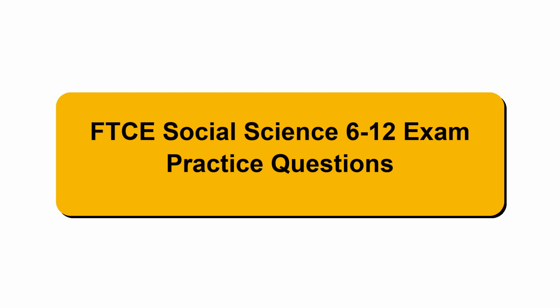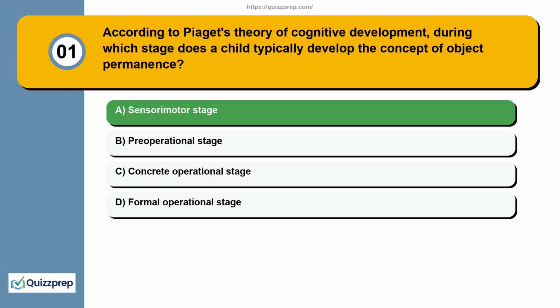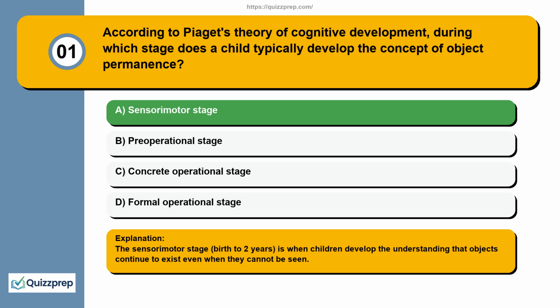Let's begin. Question 1. According to Piaget's theory of cognitive development, during which stage does a child typically develop the concept of object permanence? Here are your options. Option A. Sensorimotor stage. Option B. Preoperational stage. Option C. Concrete operational stage. Option D. Formal operational stage. The correct answer is option A, sensorimotor stage. Explanation. The sensorimotor stage, birth to 2 years, is when children develop the understanding that objects continue to exist even when they cannot be seen.